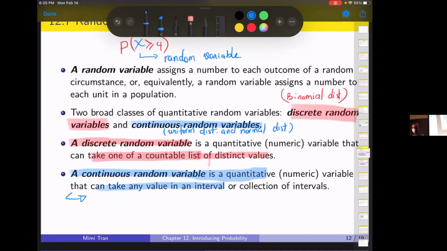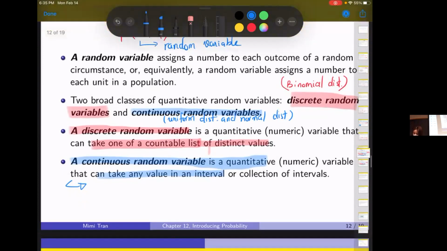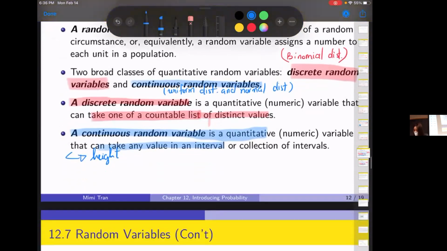I'll find later, somewhere down there. If I would like to graph a student's height, say somebody's height is 5'8". Is that exactly 5'8"? No, right? It could be 5'8" and 2, 3, 5, 6. It's on and on. It never stops, right? So it could be any value in between. Or same thing with weight. Or same thing with times.